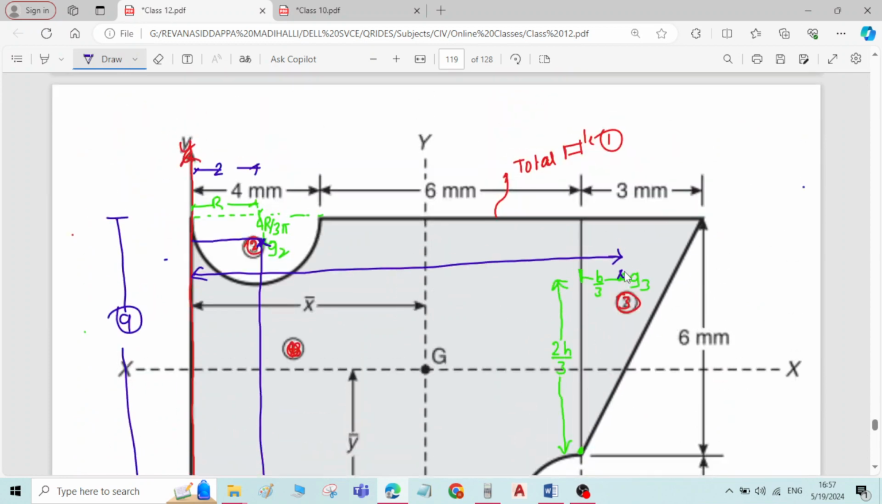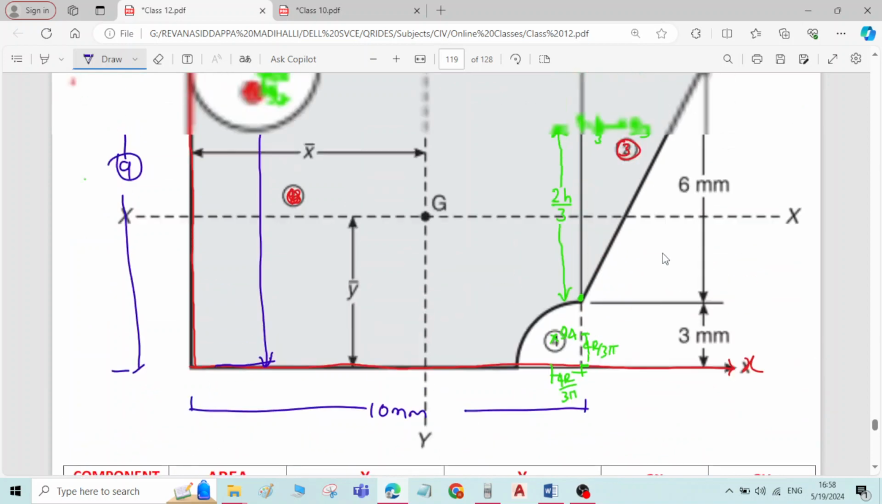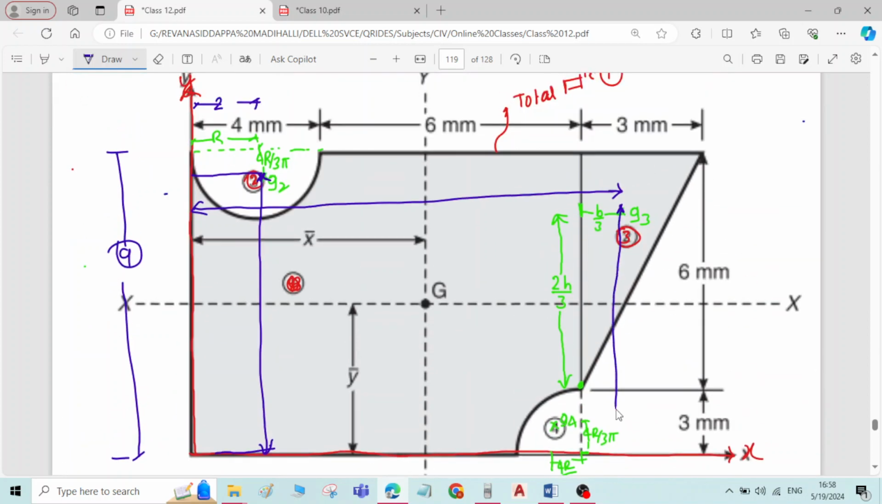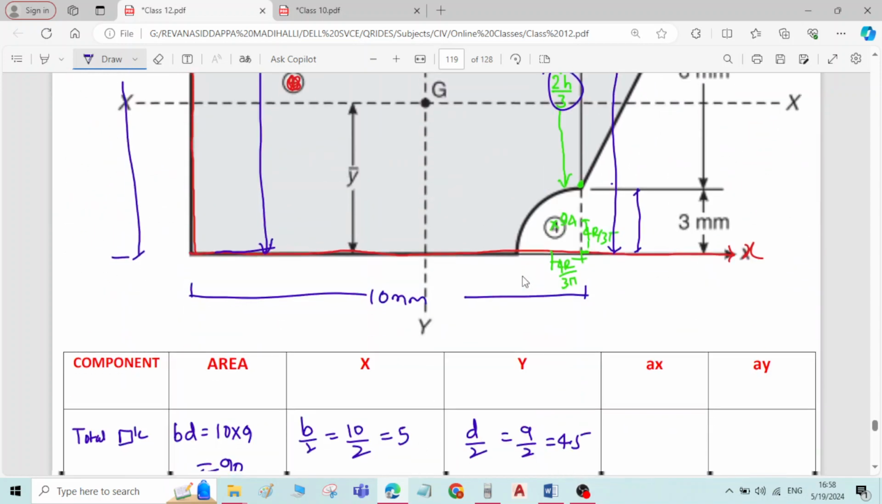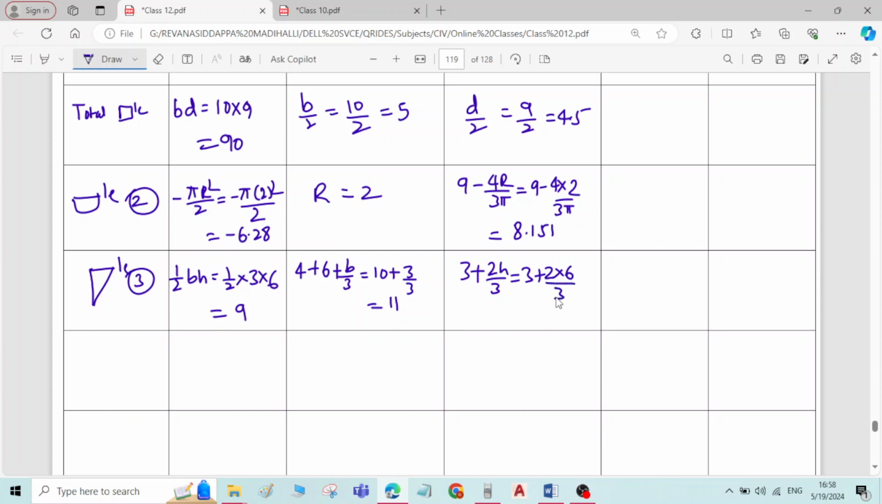Then coming to the y value for right angle triangle, means distance of G3 from reference x axis. So this distance, how much will it be? It will be 3 mm plus 2h by 3. 3 plus 2 into height of triangle, which is 6 mm, by 3. The answer is 7 mm.